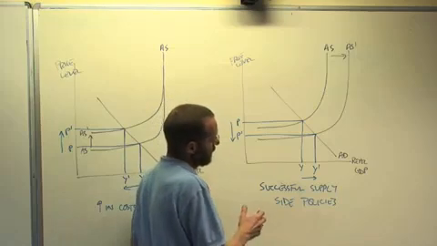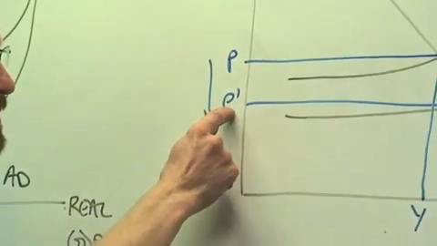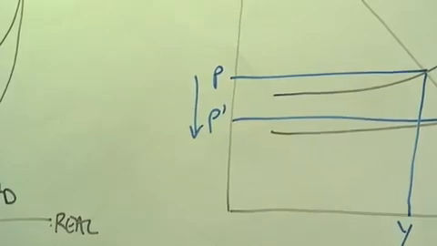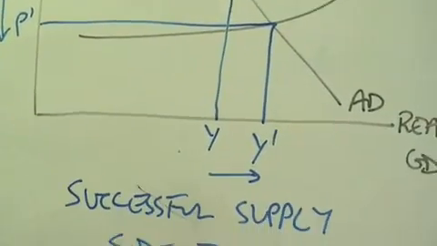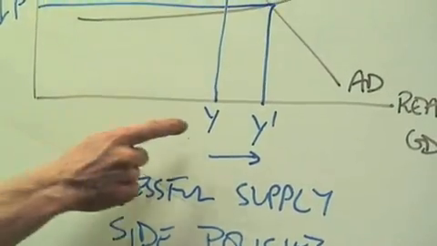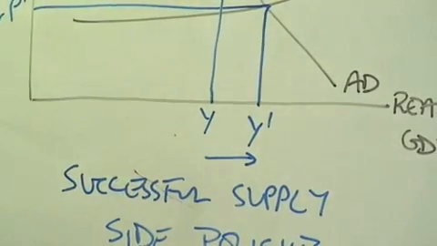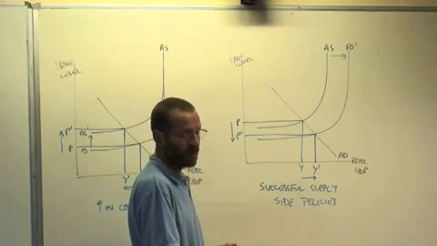What this results in for the economy is a decrease in the price level, a decrease in inflation. In other words, we can produce more, so there's less pressure to push up prices, and also an increase in output. We gain some economic growth as well.